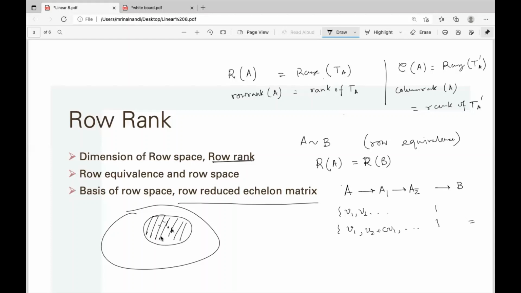And what does the equivalence class mean? If you take two different matrices in this class, they will be row equivalent. If you go outside the set, A and C are not row equivalent.